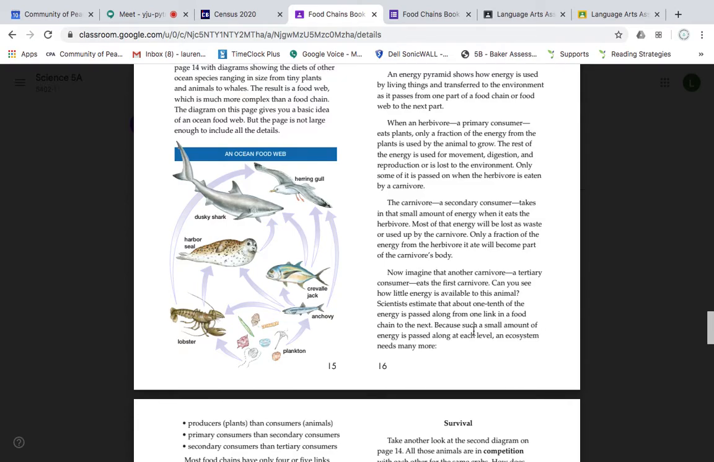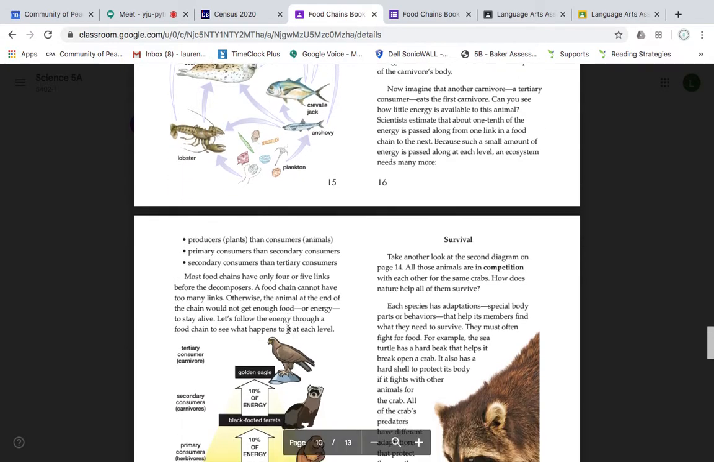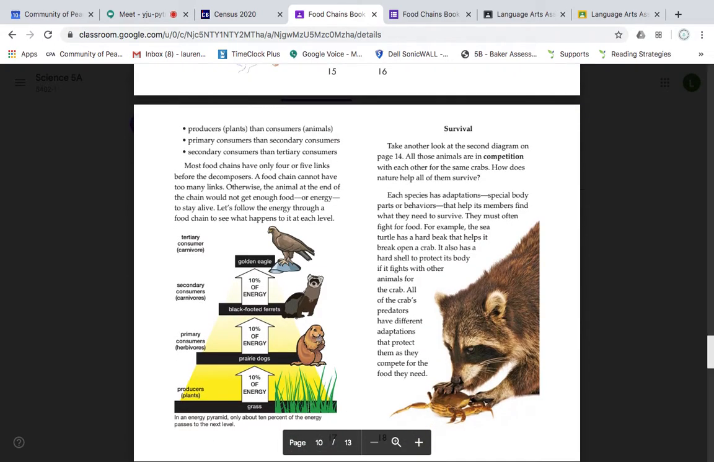Because a small amount of energy is passed along at each level, an ecosystem needs many more producers, lots of plants, than consumers, animals. Primary consumers, then secondary consumers, then tertiary consumers. So it needs the most of this stuff. It needs grass and plants, and then a little less of the primary consumers, a little less of the secondary consumers, and it should have the least amount of tertiary consumers.